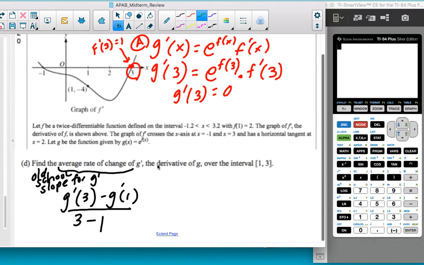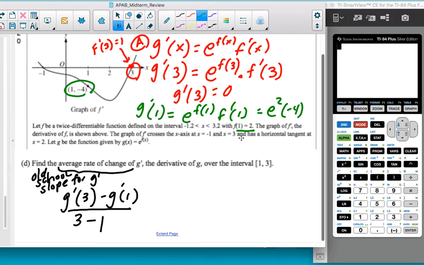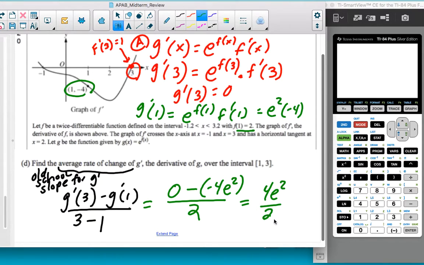And then I also need to find G prime of 1. So G prime of 1 is going to be e to the f of 1, which actually is one of the rare values I know, times f prime of 1, which is a value I know. So this is going to be e to the second times a negative 4. So I get 0 minus negative 4e to the second all over 2. So I get 4e to the second over 2, which is 2e to the second.